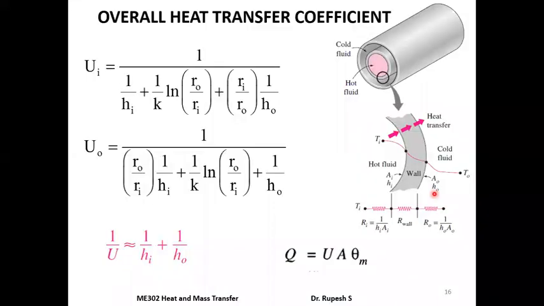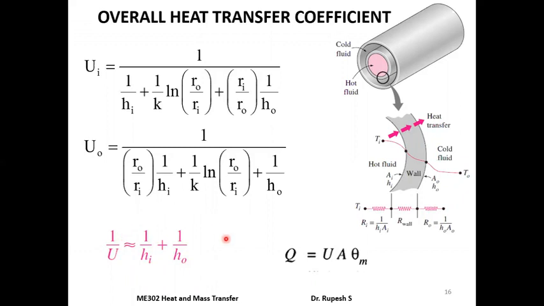If the thickness of the inner tube is small, then we can approximate Ro equal to Ri. Under such condition, the second term in both the expressions of Ui and Uo vanishes. Moreover, Ri by Ro, this ratio becomes 1. Then we can see that Ui and Uo will have the same expression, that is 1 by U equal to 1 by hi plus 1 by ho. So from this expression, you will be able to find out overall heat transfer coefficient.